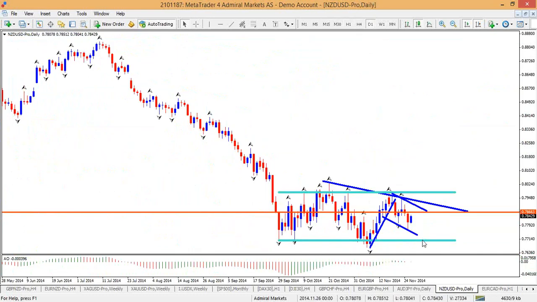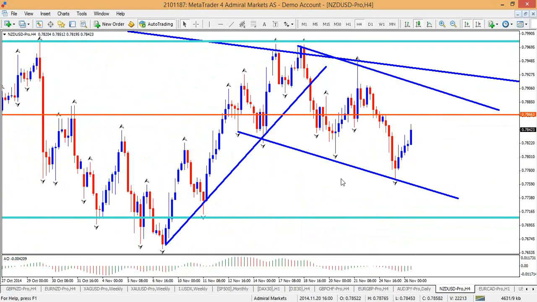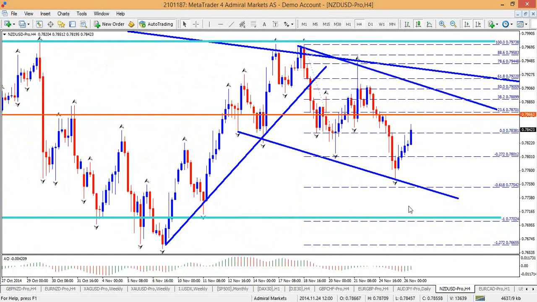Targets, the bottom probably of this wedge. If we put a fib from here to here, main target -618, 77.50. With extension to 77.